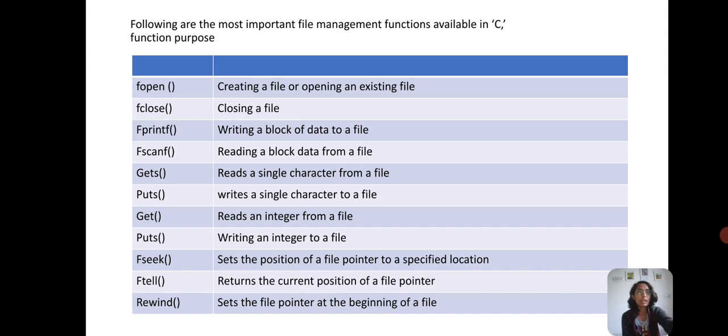Fopen is creating a file or opening an existing file. Fclose is closing a file. Fprintf is writing a block of data to a file. Fscanf is reading a block of data from a file. Gets reads a single character from a file. Puts writes a single character to a file. Get reads an integer from a file. Puts writes an integer to a file. Fseek sets the position of a file pointer to a specified location. Ftell returns the current position of a file pointer. Rewind sets the file pointer at the beginning of a file.